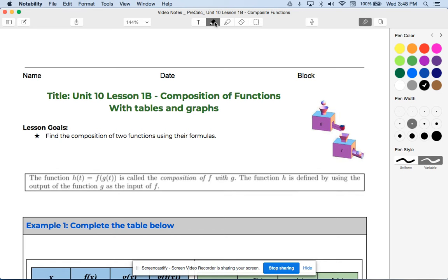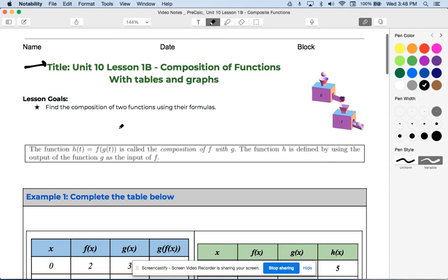All right, hi guys. So for your video notes, you want to go ahead and title this Unit 10, Lesson 1B, Composition of Functions with Tables and Graphs, okay? So last time you should have reviewed the composition of two functions using their formulas. So today it's also including tables and graphs.